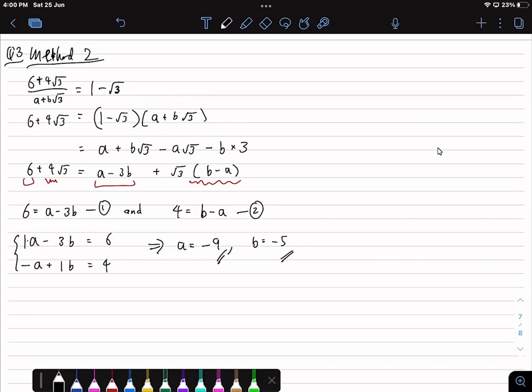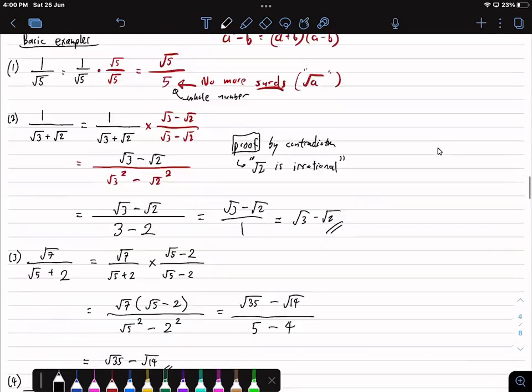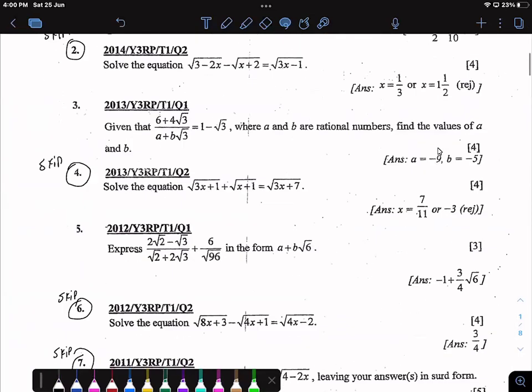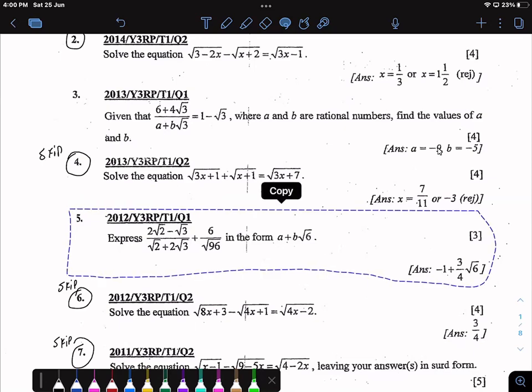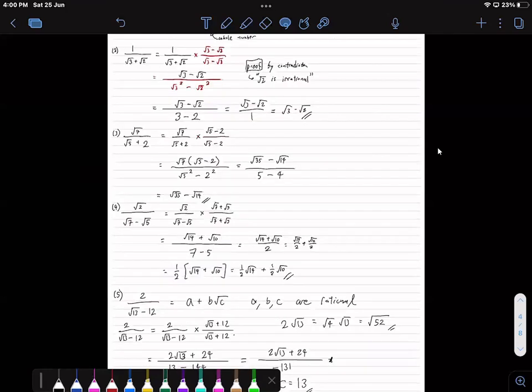Okay, good. Question 3 done. Next question. Okay, question 4 I skip. All those that I choose to skip, they are all the same type of question. Once you're able to solve one, you're able to solve them all. Later, then I do. Question 5, let's go.